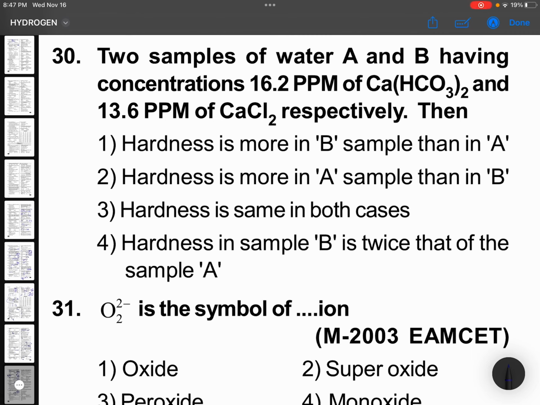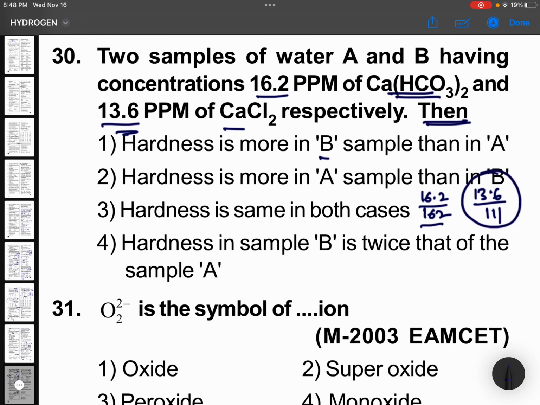Two samples of water A and B have concentrations 16.2 ppm and 13.6 ppm of CaCO3 respectively. Now you need to compare the hardness of B and A. Calcium bicarbonate molecular mass, if you see it, then the things will go in your favor: 16.2 ppm and its molecular mass is 162 only. Calcium chloride molecular mass is 111. So which has greater hardness? Here it is more. So hardness is more in sample B than A.